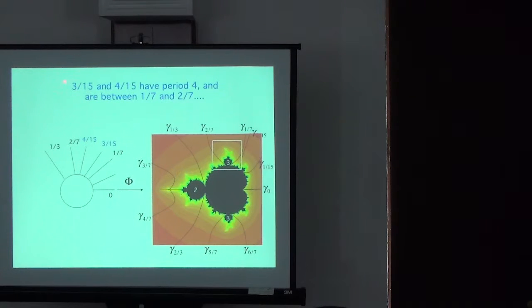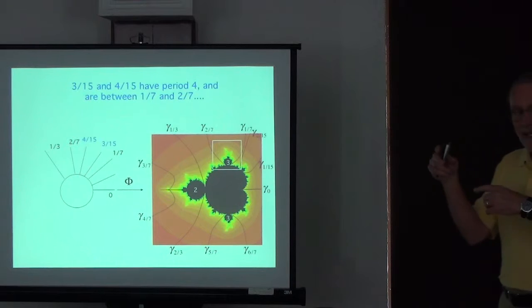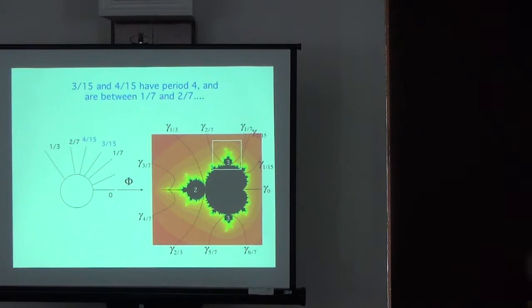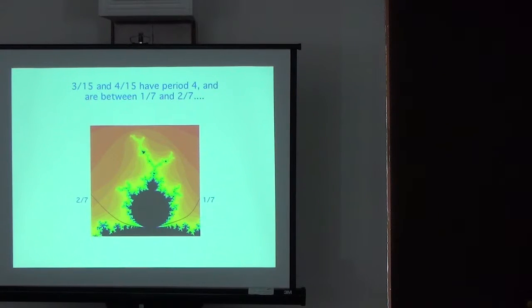Okay, now 3/15 and 4/15, also period 4. And to check, 3/15 and 4/15 is somewhere between 1/7 and 2/7. So there's got to be a period 4 bulb in there. Notice now we know the arrangement of these rational numbers, so they're telling us the arrangement of these bulbs in the Mandelbrot set. Someplace in there, there's going to be a period 4 bulb. Let's zoom in on that.